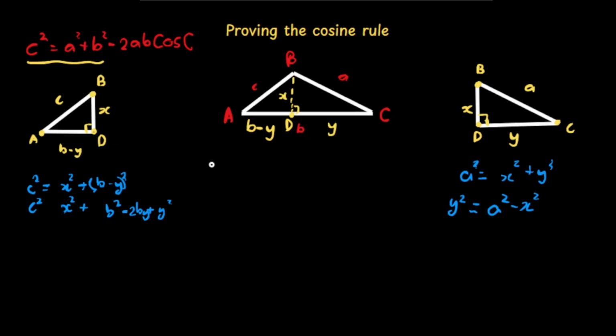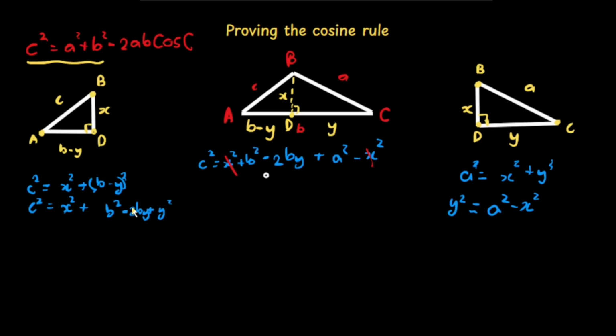So this would now become c squared is equal to x squared plus b squared minus 2by plus a squared minus x squared. I substituted in this part over here for y squared. Now we are going to notice a few things when it comes to this equation right here, and that will be x squared and negative x squared will cancel each other out. Okay, that's the first thing that we're going to notice.